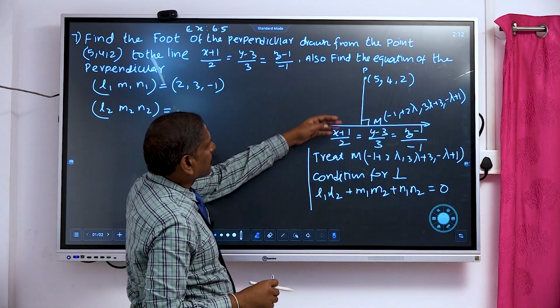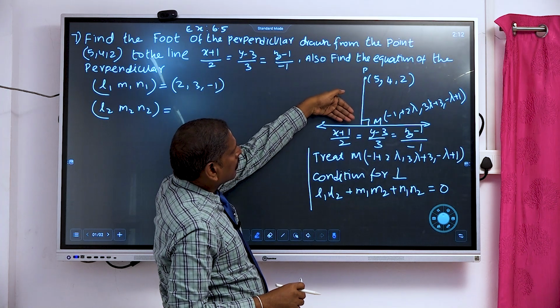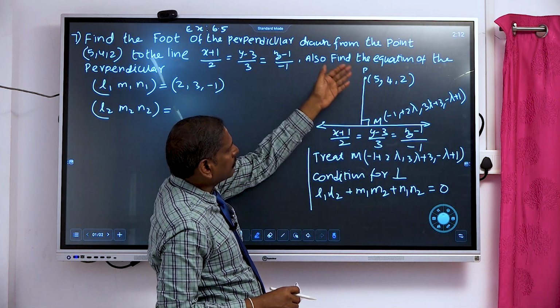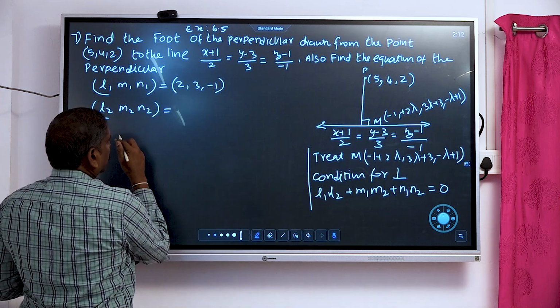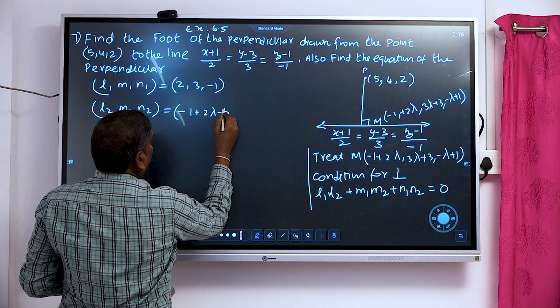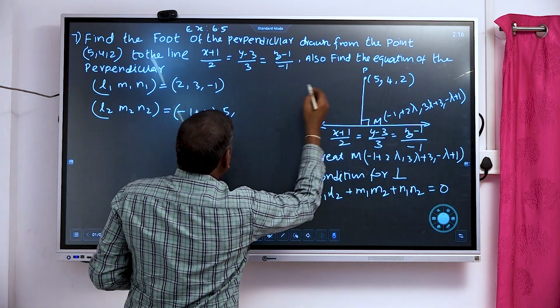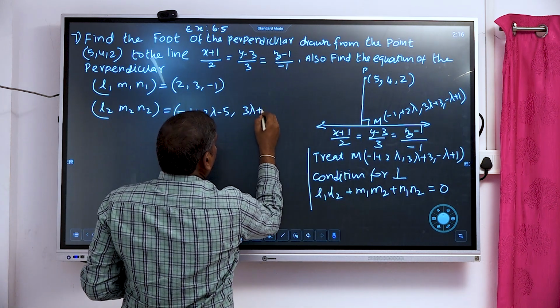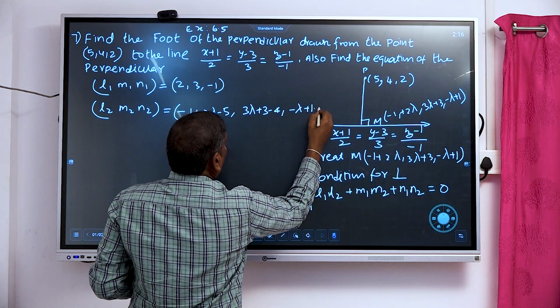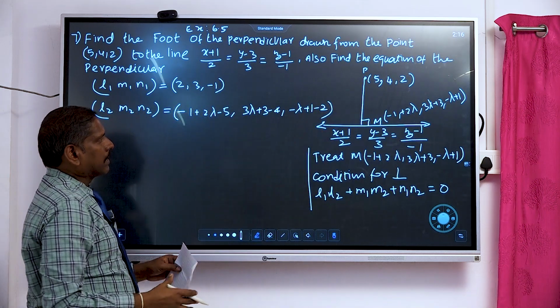There is no equation, only you have 2 points. If you see the difference in x value, y value, z value, that will give you the direction ratios. So like minus 1 plus 2 lambda minus 5, and then you have to write 3 lambda plus 3 minus 4, and again minus lambda plus 1 minus 2. Likewise you have to see the difference.